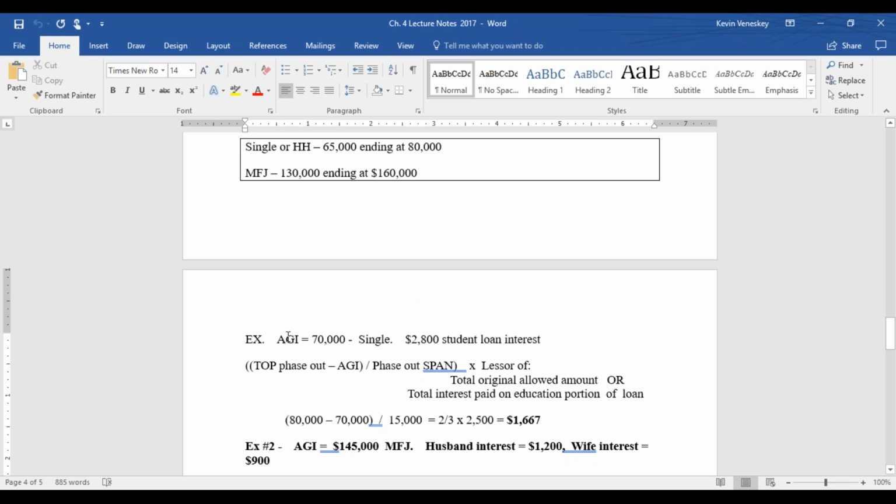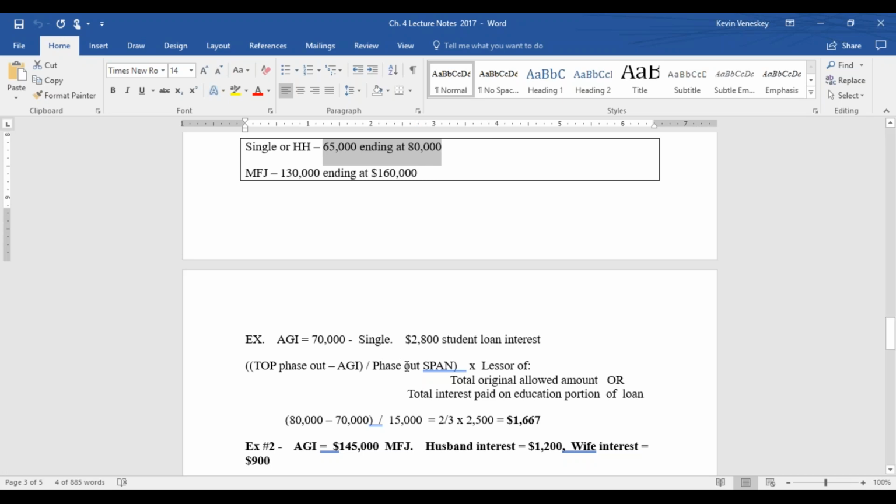Here's the easiest calculation, and this is different from how the book does it. The book has you take an extra step. I've taken the middleman out, and I just have the easiest formula possible. Take your top phase-out number, 80,000, or 160,000 if you're married filing joint, but we're dealing with a single. 80,000 minus the 70,000 is $10,000 left. Then you take that 10,000 and divide it by your span, whatever the span is in your category. In the single or head of household, it's $15,000 is that range.